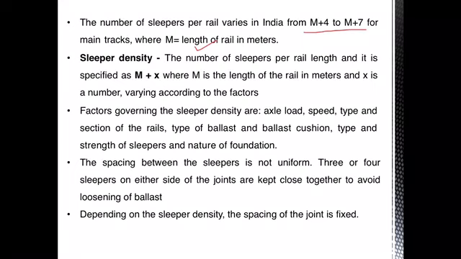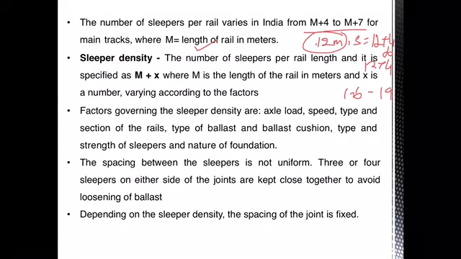If the length of rails is 12 meters, what is the number of sleepers required? The number of sleepers will be equal to 12 plus 4 to 12 plus 7. So what number do we get? 16, and 12 plus 7 is 19. So the number of sleepers will vary between 16 and 19 for a rail length of 12 meters. That is what it says.